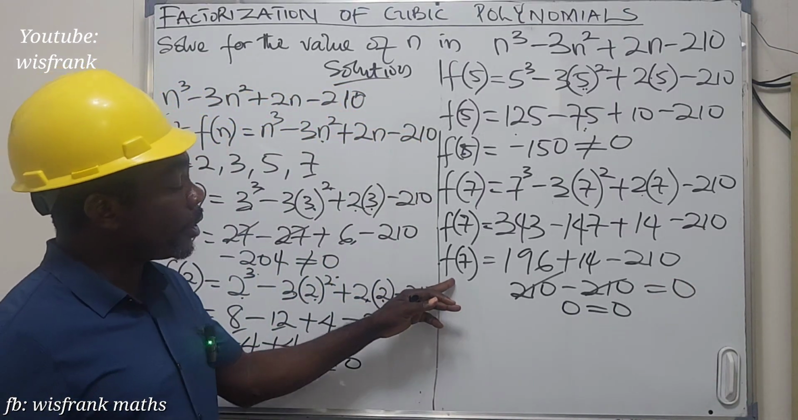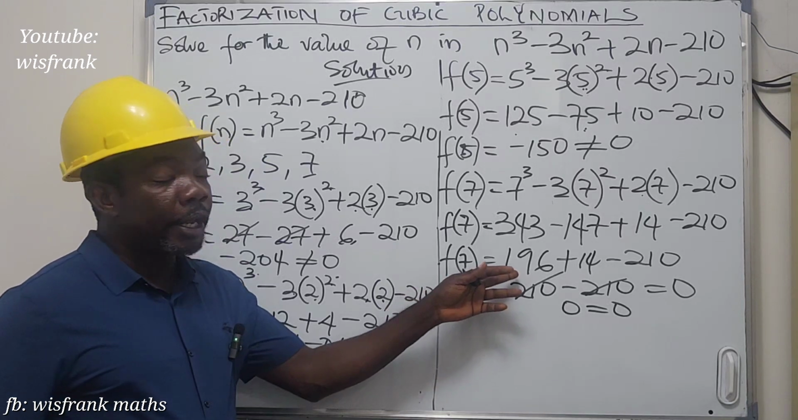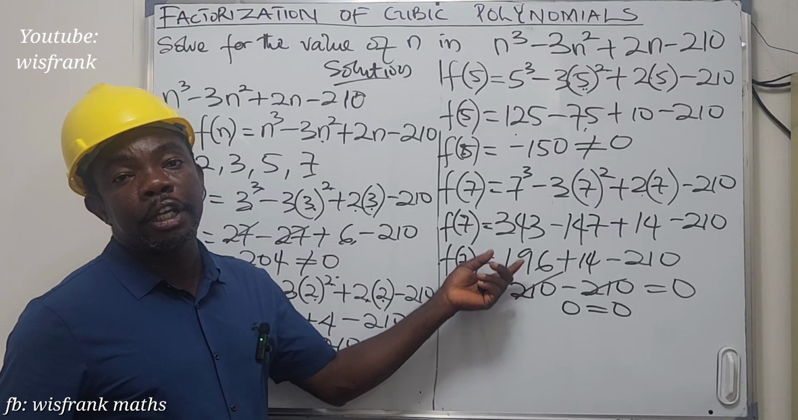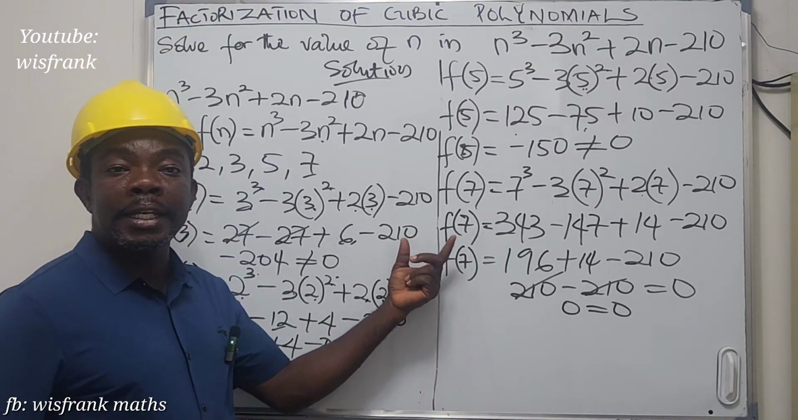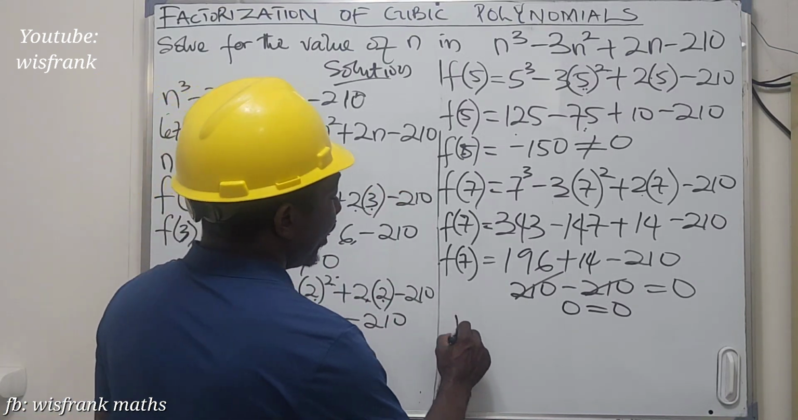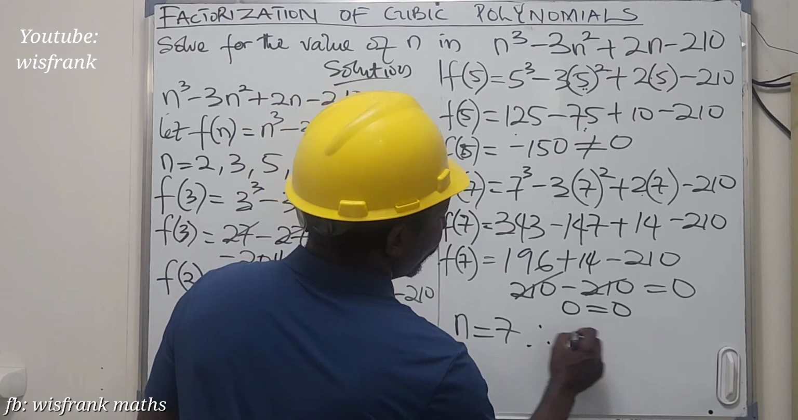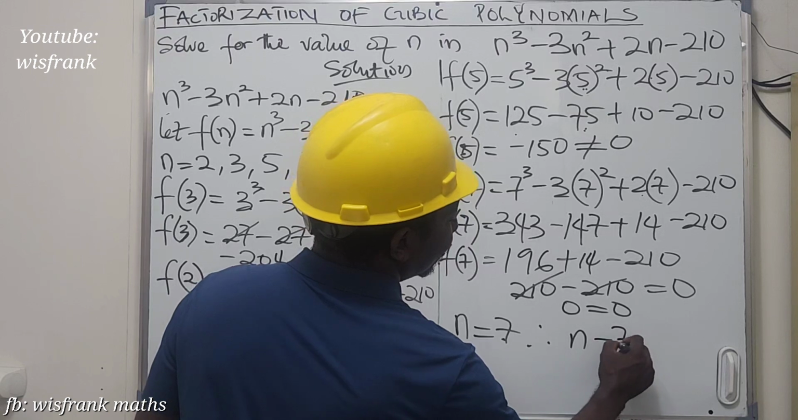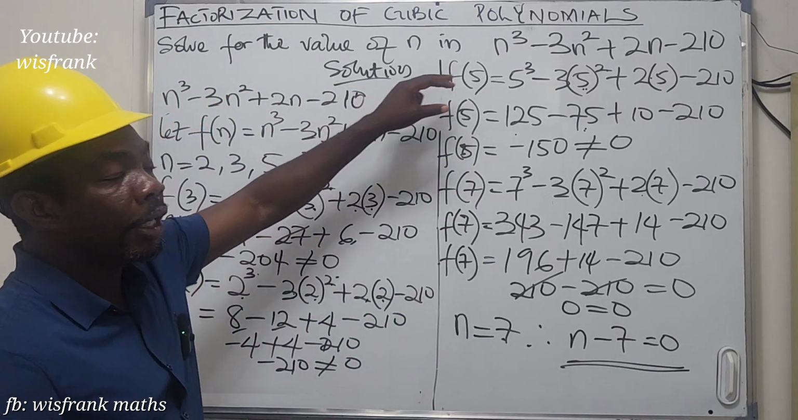So it therefore means that when n equals 7, f of 7 equals 0 when we substitute the value of n as 7 into this equation. That means n equals 7 is one of the factors of that equation. Therefore, we have n equals 7, and because 7 will be transposed to the other side, it's going to be n minus 7 equals 0. So this is one of the factors of this equation.